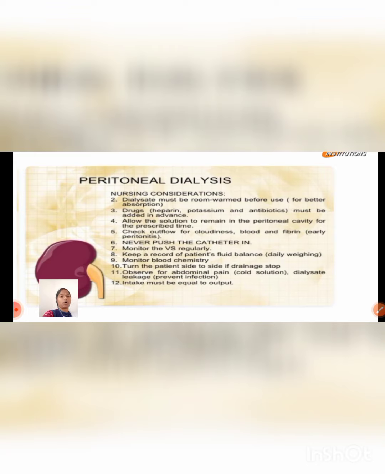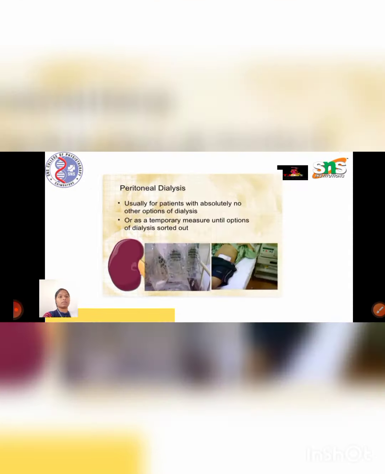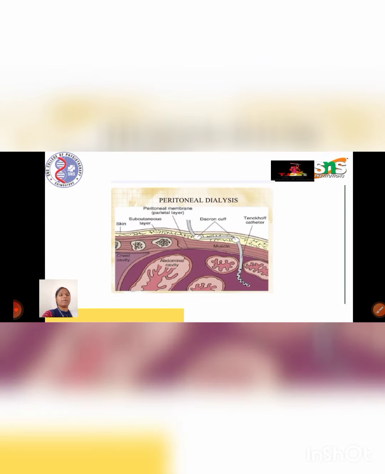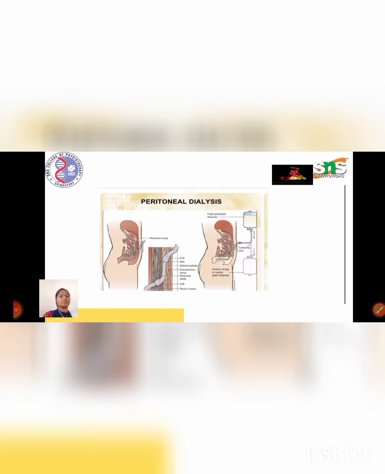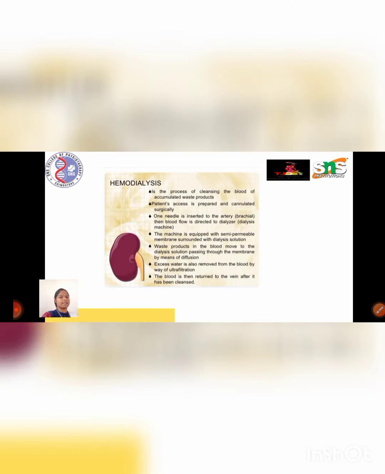If drainage stops, observe for abnormal pain, cold solution, and leaking. Prevent infection; intake must be equal to output. Peritoneal dialysis is usually for patients with absolutely no other option of dialysis, or as a temporary measure until another option of dialysis is available. Peritoneal dialysis occurs in this manner. These are the types of peritoneal dialysis.